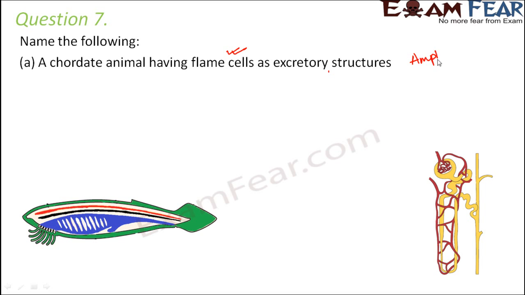So this kind of a chordate animal is Amphioxus. So here you can look at the picture of Amphioxus. This is how it looks like.